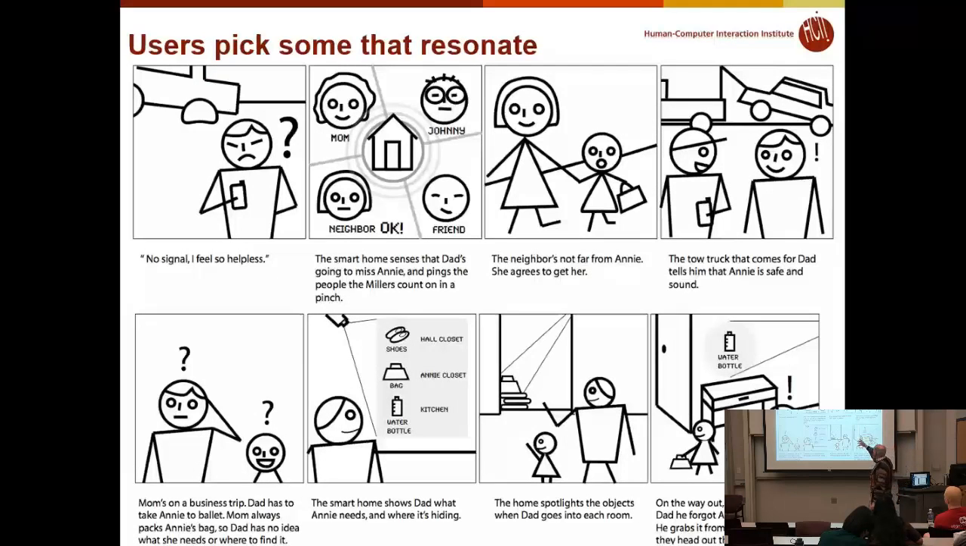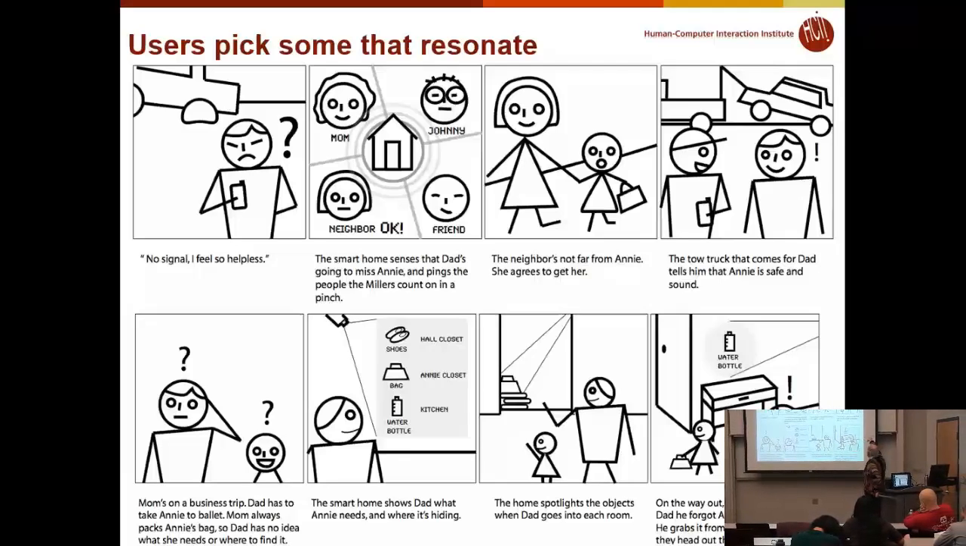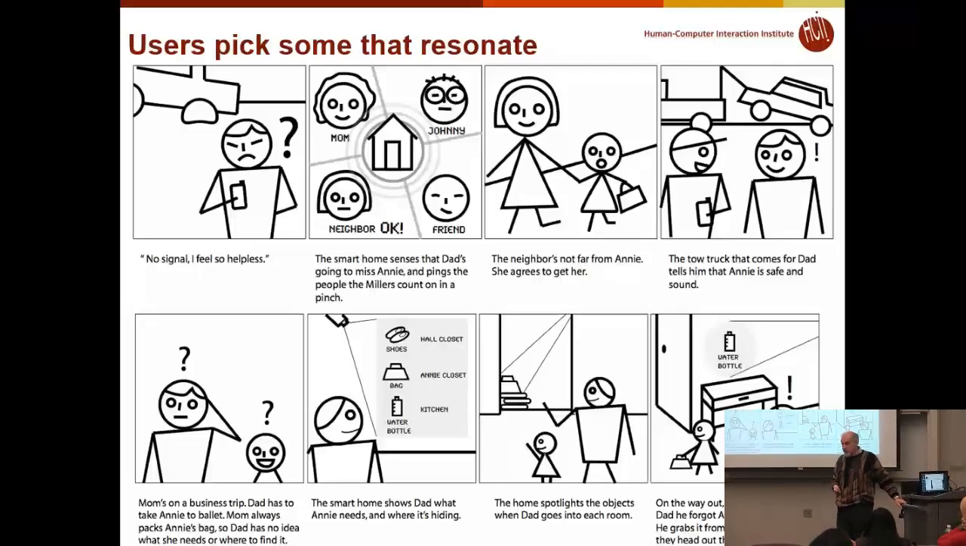So in this one, some of the examples: there's no phone signal, so I feel so helpless. The smart home senses that dad's going to miss picking up Annie, and pings people the Millers count on. So this is the scenario where you're supposed to pick up your kids, and maybe you can't get there in time. A neighbor is not far from Annie, so she agrees to go get her. And dad's car is broken, but the tow truck driver tells him that Annie has already been picked up, so he doesn't have to worry about that, even though there's no cell phone signal.